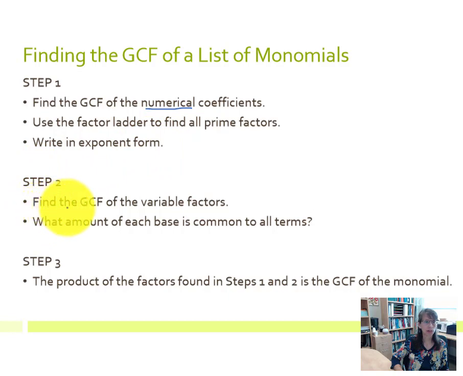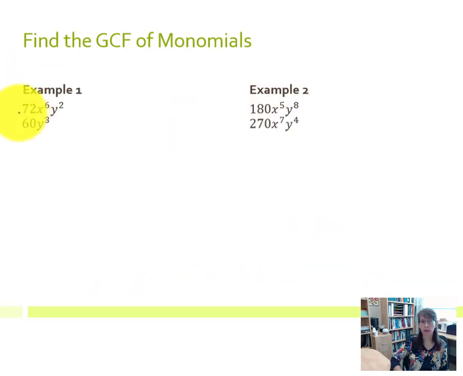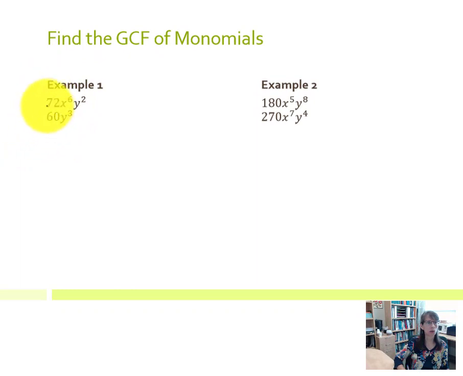Step 2, we're going to find the greatest common factor of the variable factors. So that means what amount of each base is common to all terms. And finally, for step 3, we'll find the product of those factors that we found in steps 1 and 2. In our first example, we have two separate terms, 72x to the 6th y squared compared with 60y cubed. So we want to look at the numerical coefficients first.